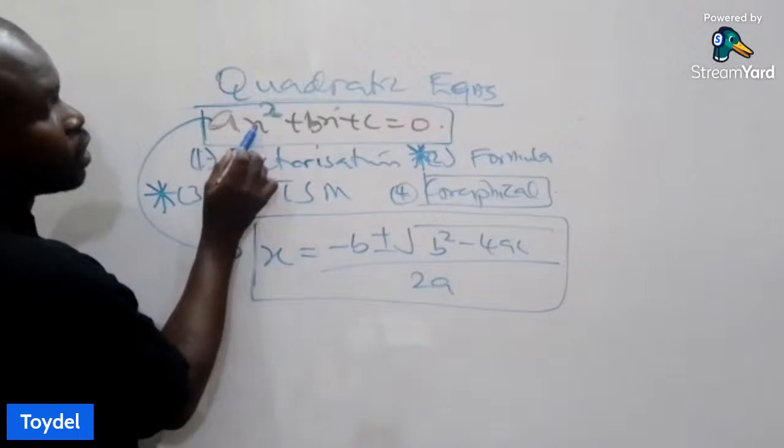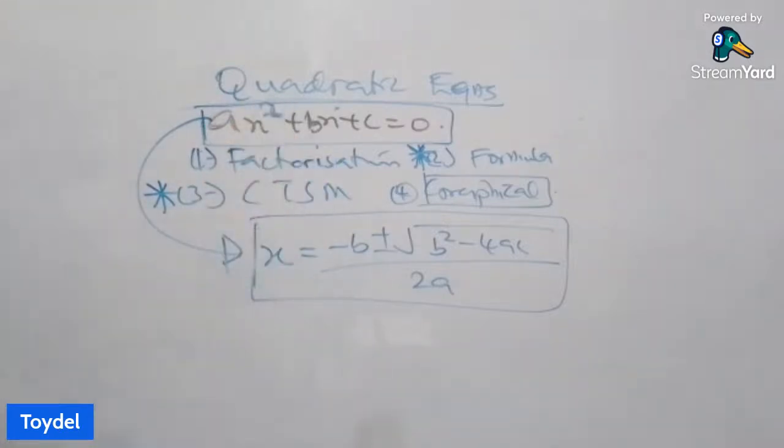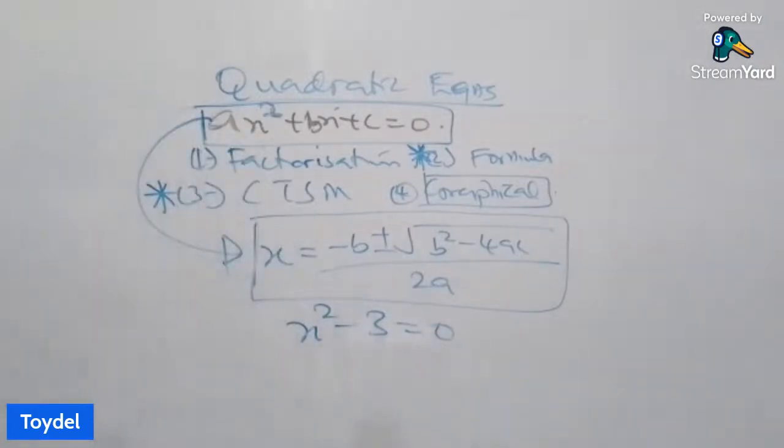When you say quadratic equation, the highest degree will be 2. If the highest degree is more than 2, it's not quadratic equation. So example of quadratic equation is when you have x squared minus 3 equal to 0. This is a quadratic equation. It only shows that in that question, the coefficient of x is 0. So that is just the implication.